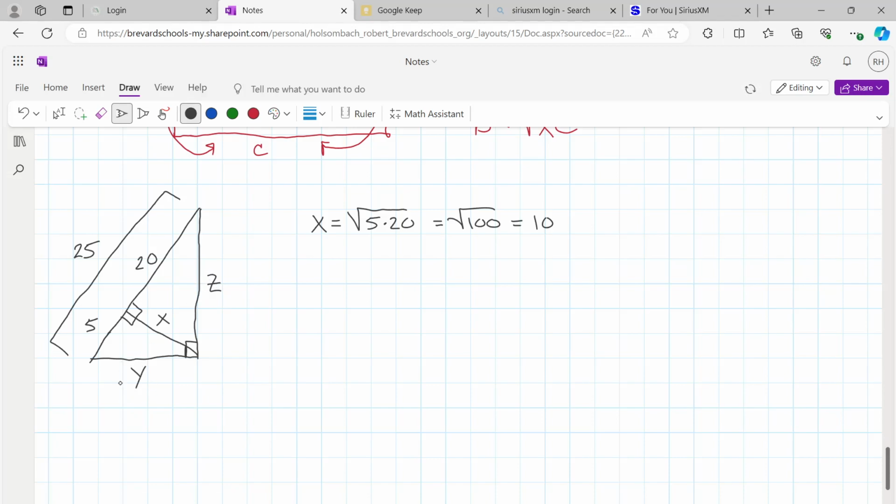Z, or I'm going to do y next. Y is equal to the square root of this piece times the entire piece. So y equals the square root of 5 times 25, which is the square root of 125, which is equal to, leave your calculators set on second fix 1 as they were yesterday. So we're going to go 125 square root, and that's 11.2.